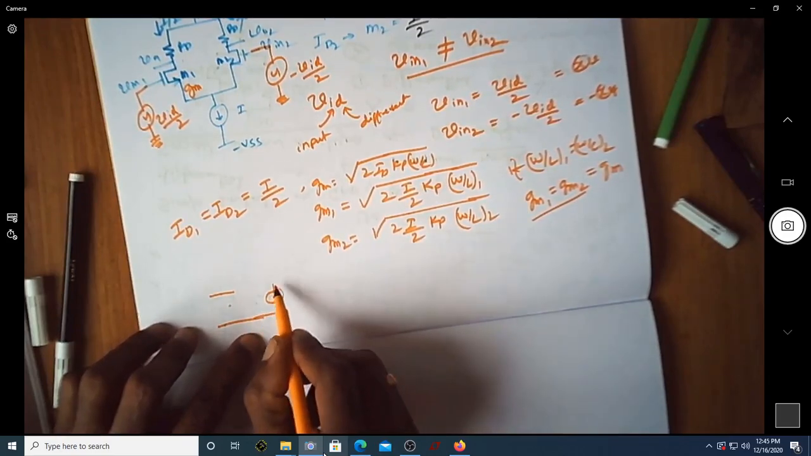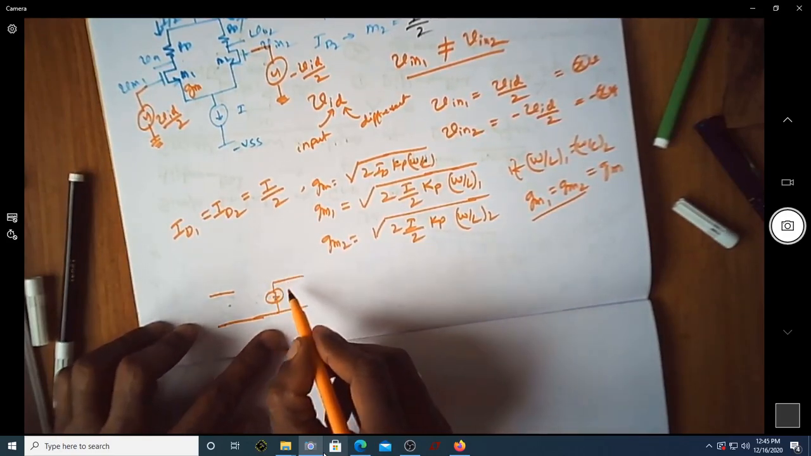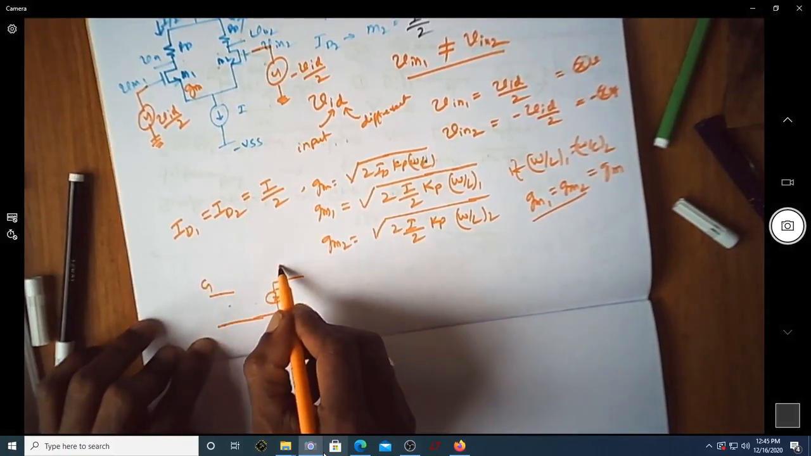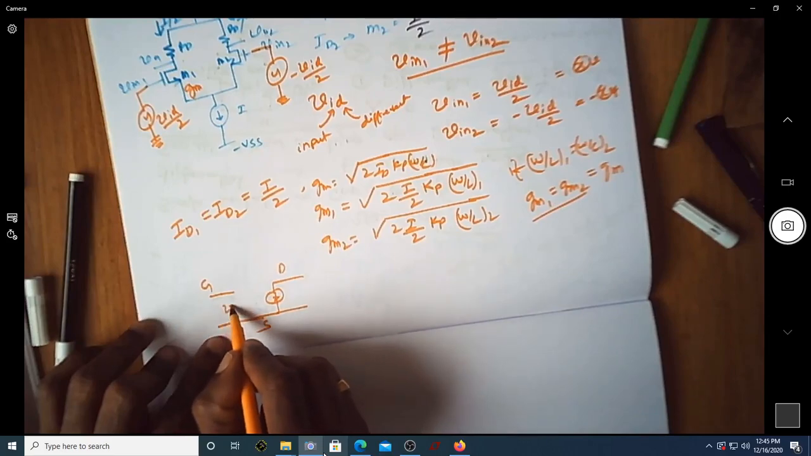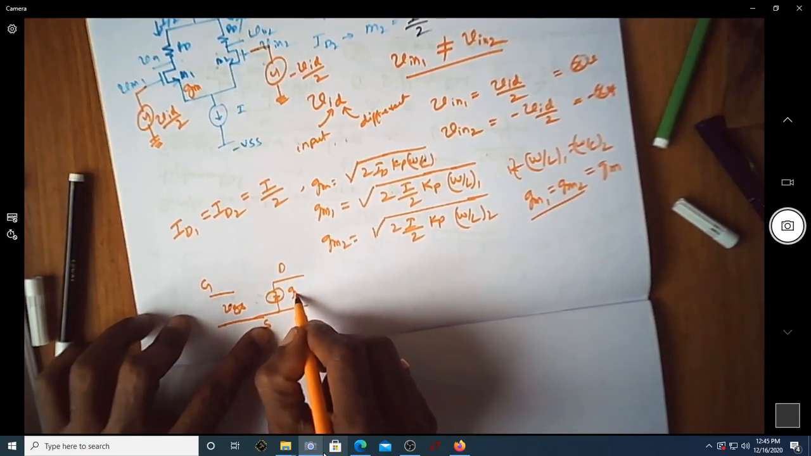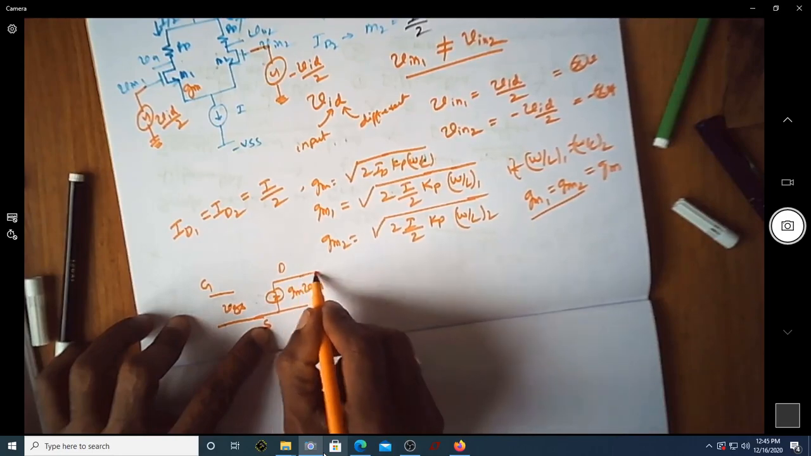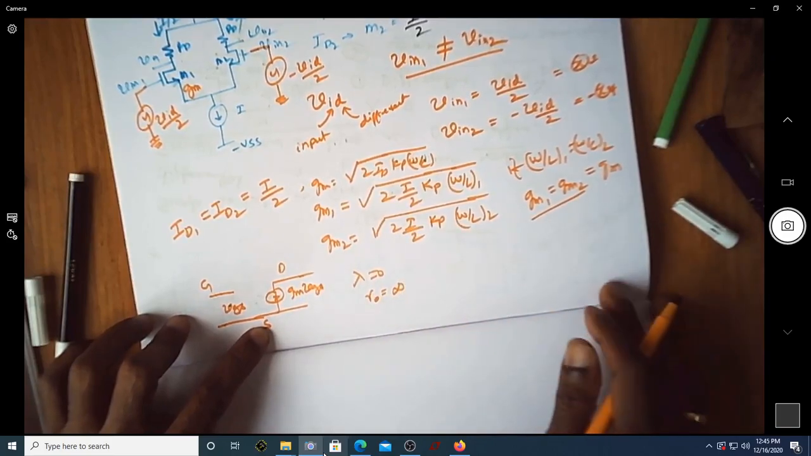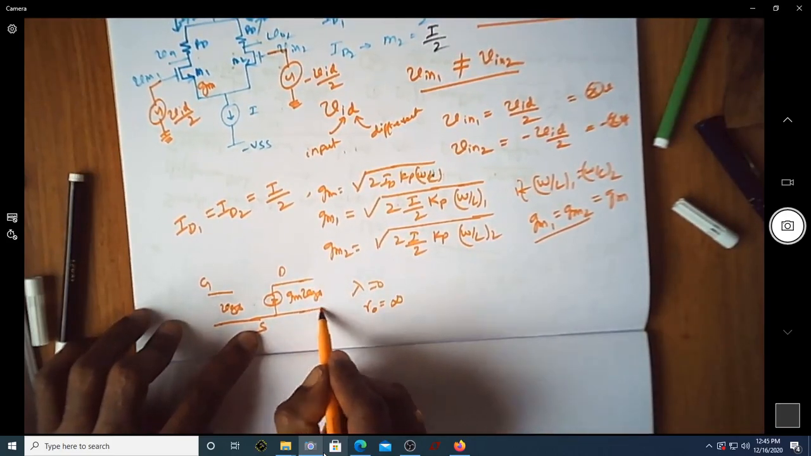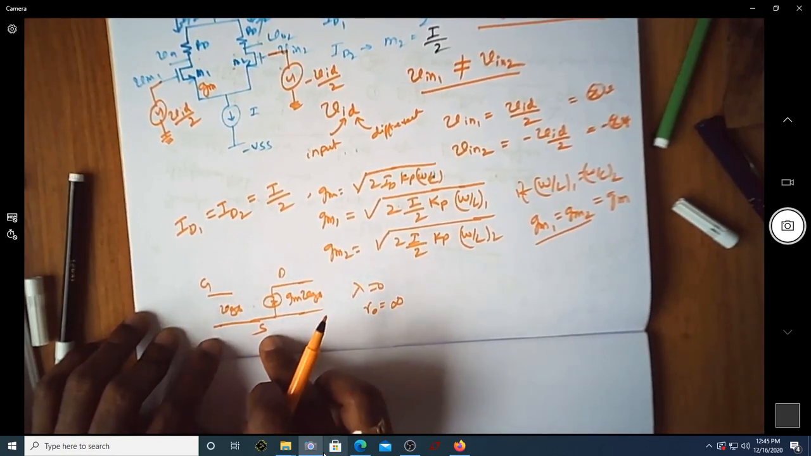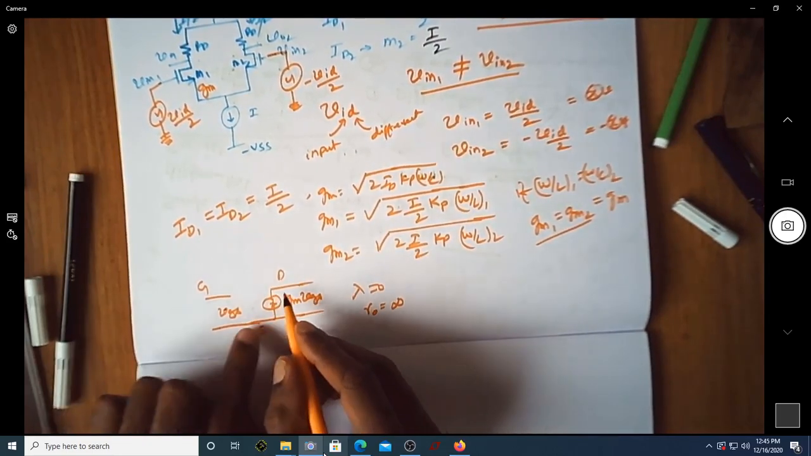This is how we write it. You have a voltage controlled current source. If you consider this as gate, drain and source, this is VGS, and this is GM into VGS, assuming lambda equal to 0, where R0 will become infinite. That's why I'm not writing any R0 here. This is the small signal representation of the MOSFET.